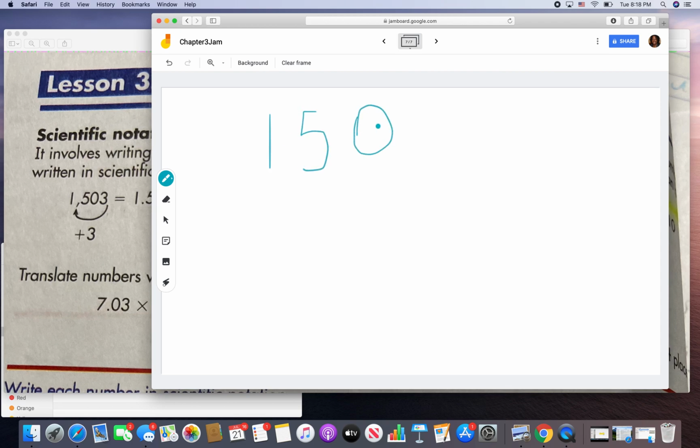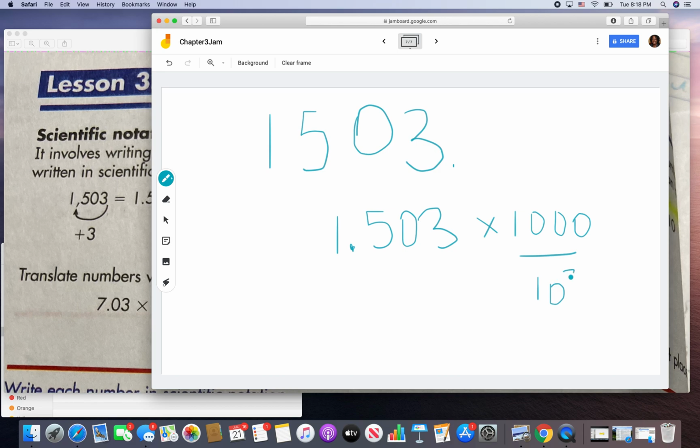1503. The decimal is actually right here. If I write in scientific notation, I move the decimal over 3 places. For these two numbers to be the same, I'd have to multiply this by what? 1,000. What's another way to write 1,000? You can write it as 10 cubed, 10 times 10 times 10. So the point is that these numbers are in fact equal. They're just written in a different form. This top form is called standard. This bottom form is called scientific notation.